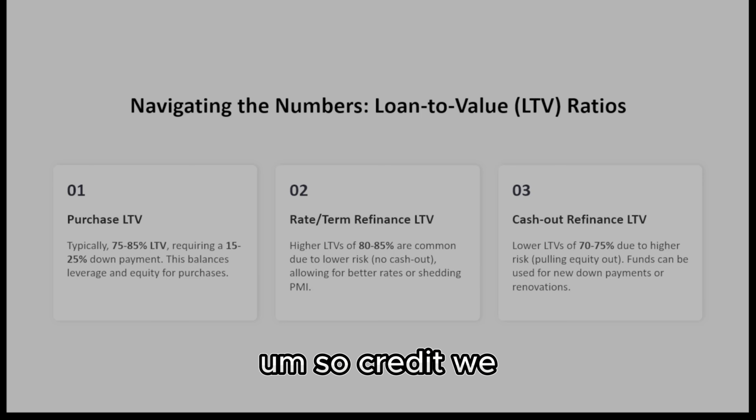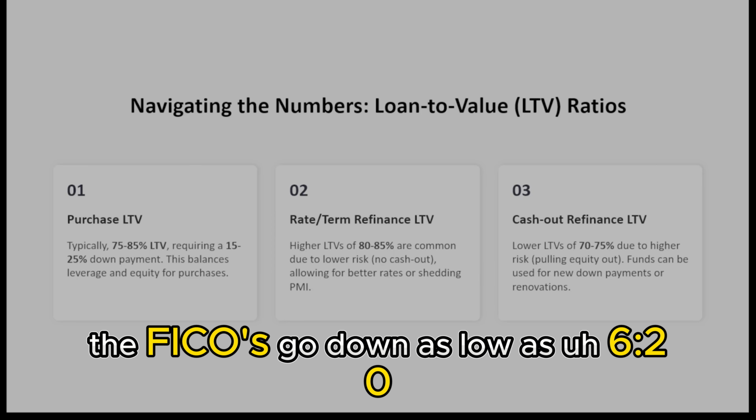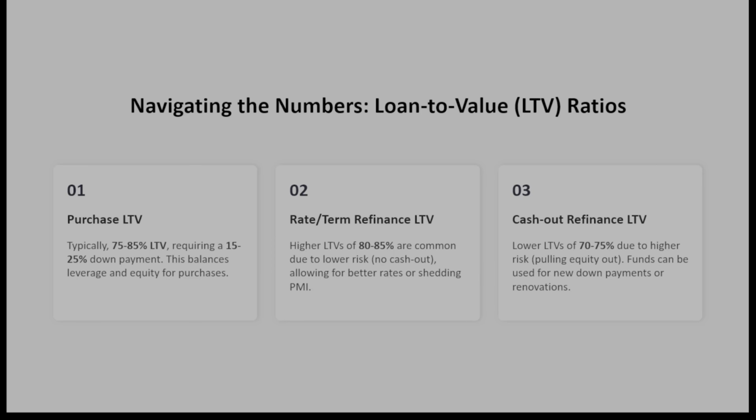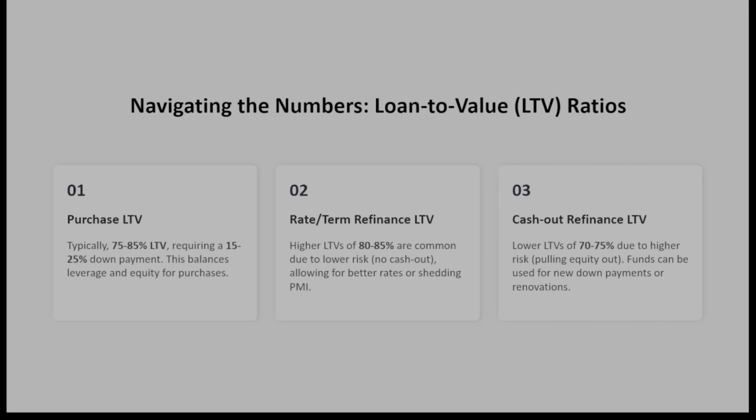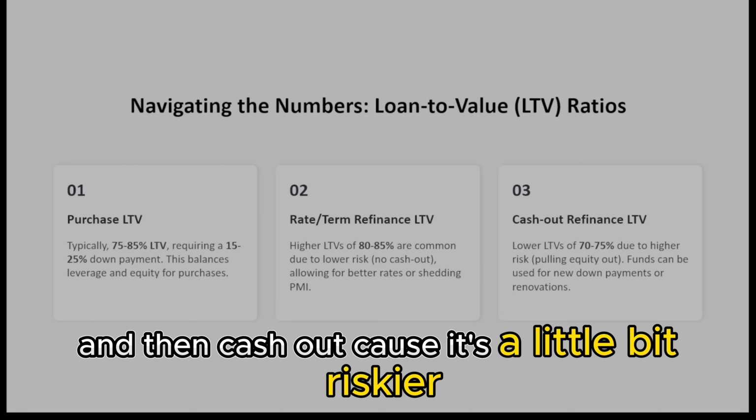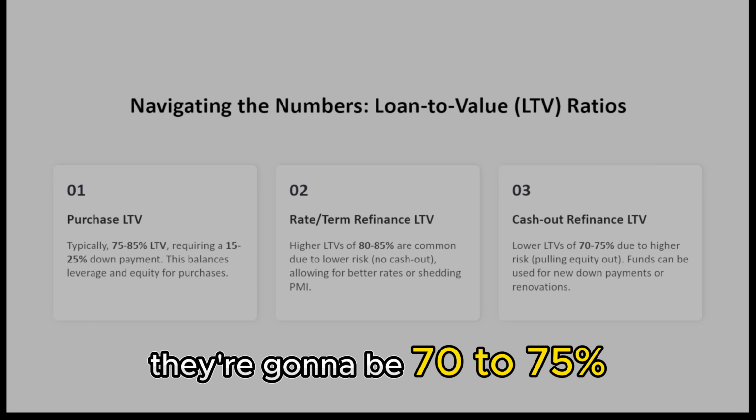So credit, the FICOs go down as low as 620. Oh, wait, that's actually the next page. I apologize. So rate and terms. Sorry about that. Rate and term, max LTV will be 80 to 85%. And then cash out, because they're a little bit riskier, they're going to be 70 to 75%.